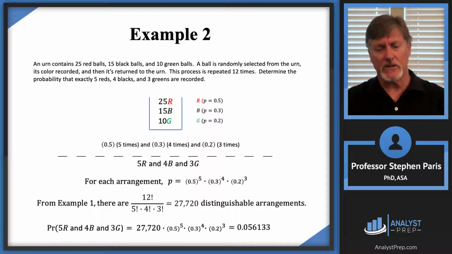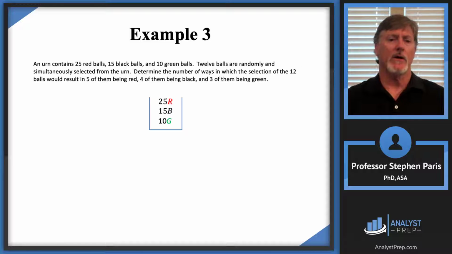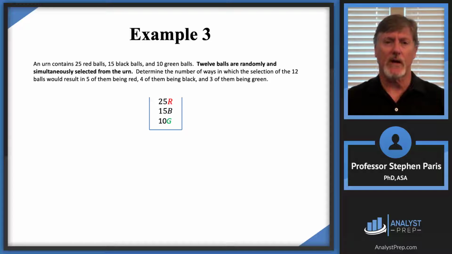Okay, so now let's look at another example. Let's switch it up a little bit now. This time I've got 25 reds, same setup. I've got 25 red balls, 15 black balls, and 10 green balls in an urn. This time the 12 balls are randomly and simultaneously selected from the urn.